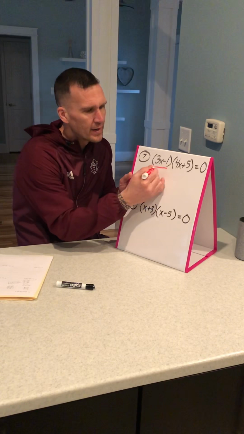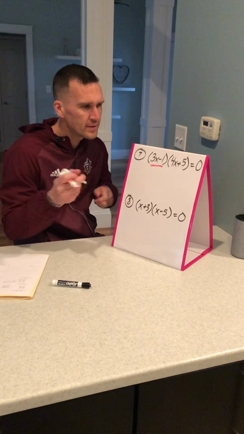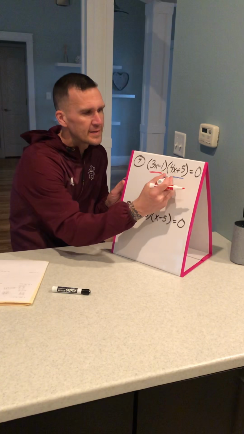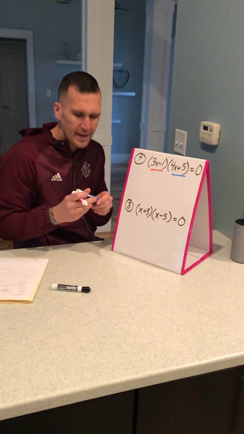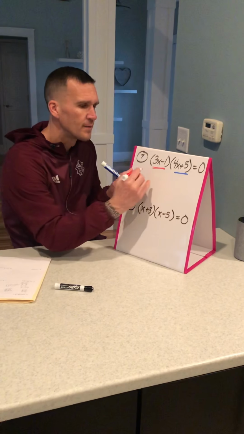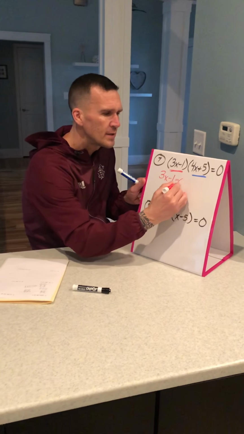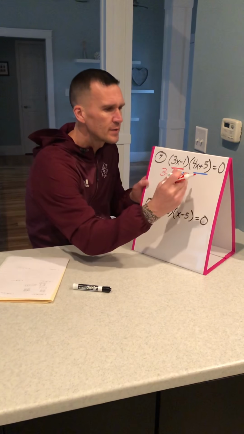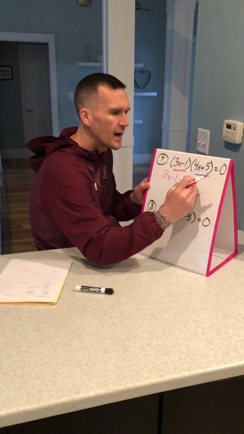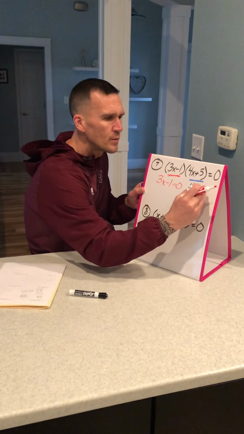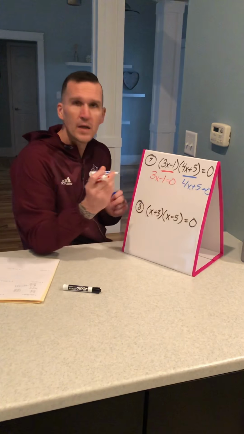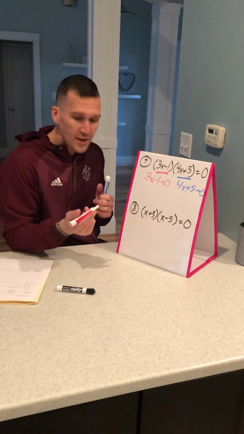So I have my first factor or front, and I have my second factor or my back, and each of them can equal 0. So I can take 3x minus 1 is allowed to equal 0, but I can also take 4x plus 5 could equal 0. So we're going to solve both of those equations.